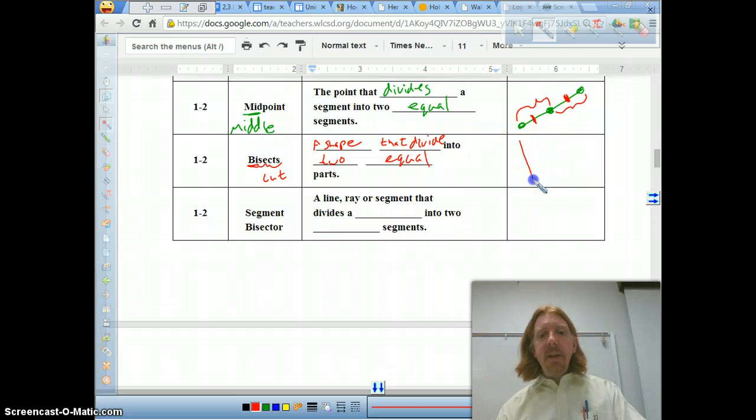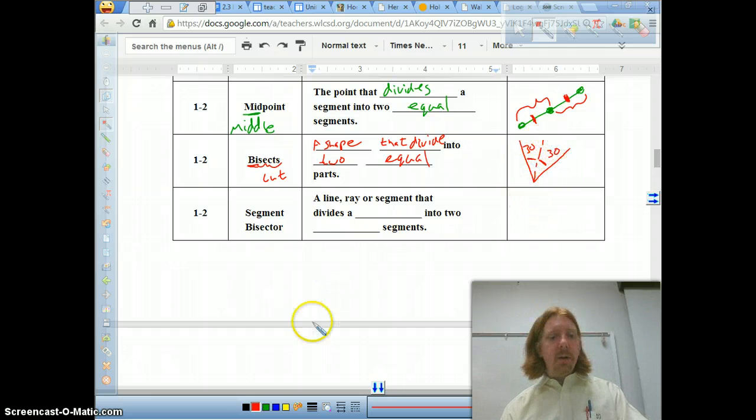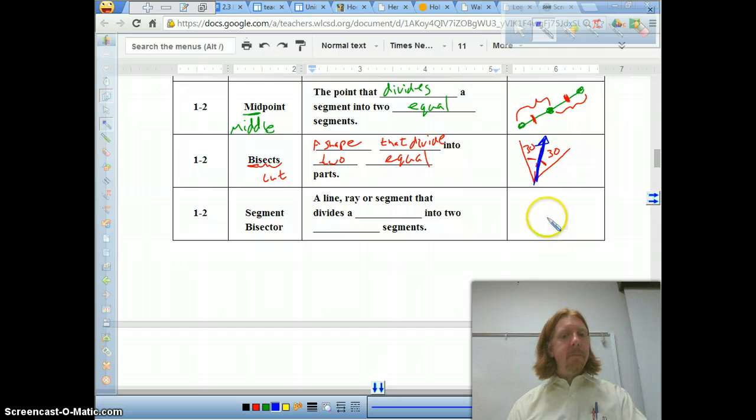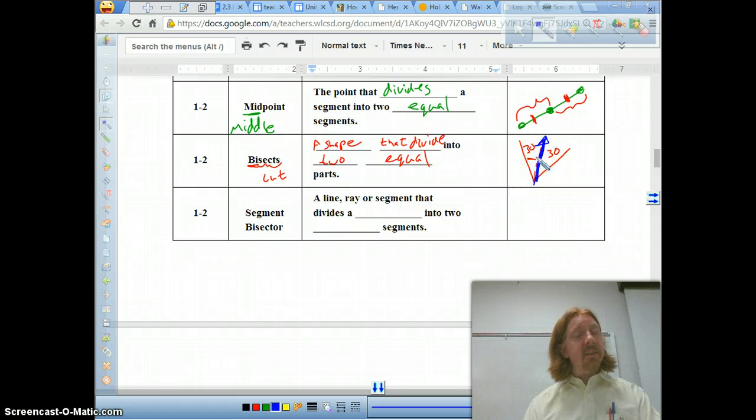So let's say I have an angle. I can bisect it into two equal angles. So maybe this angle is 30, that angle is 30. This ray here in the middle bisects it. It doesn't have to be a line or a ray. It can be a plane, can bisect something. It's anything that divides something else into two equal parts.